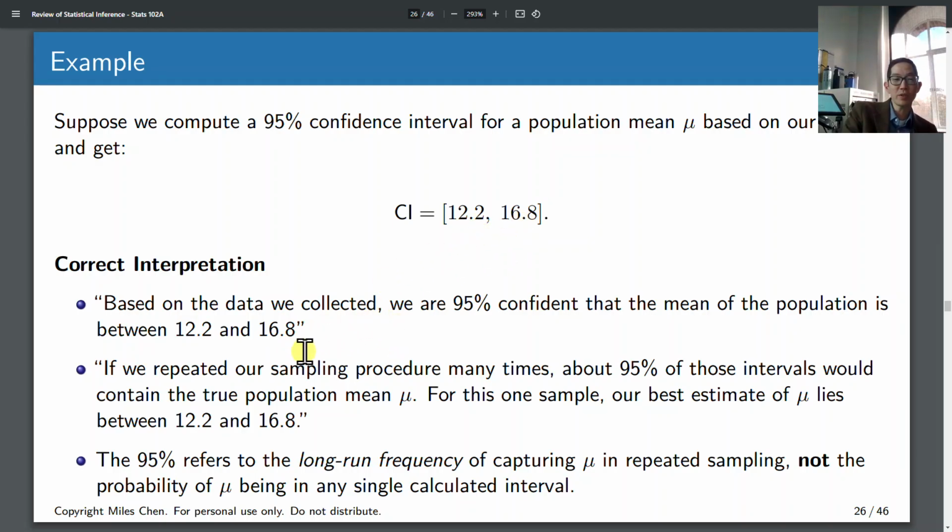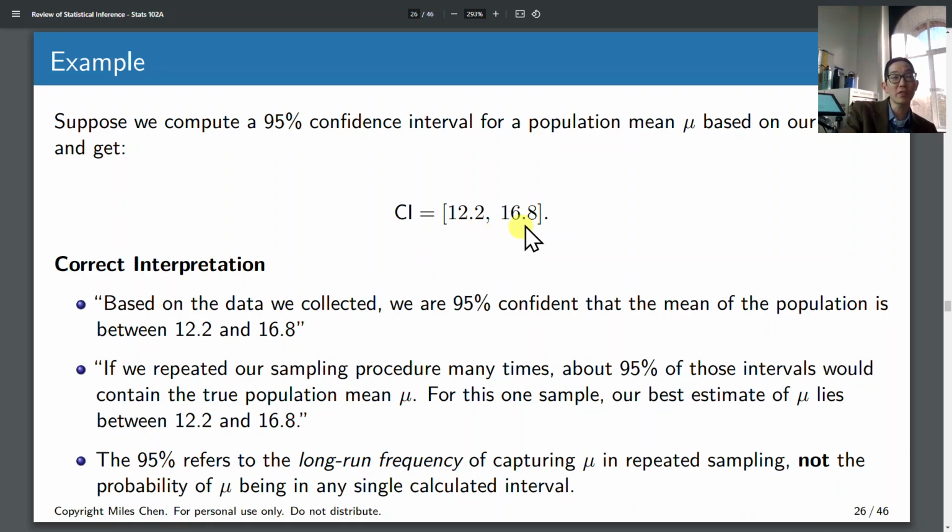Another thing you can say is that if you repeat our sampling procedure a whole bunch of times and produce a confidence interval each time, about 95% of those intervals would contain the true population mean mu. For this one particular sample, our best estimate of mu lies between 12.2 and 16.8. The 95% in a 95% confidence interval refers to the long-run frequency of capturing the population mean mu in repeated sampling. It is not the probability of mu being in any one particular calculated interval.